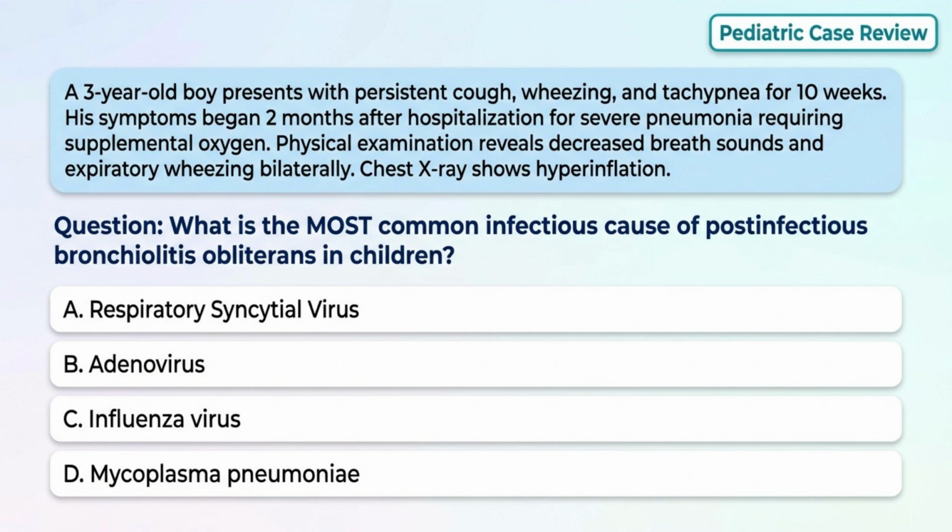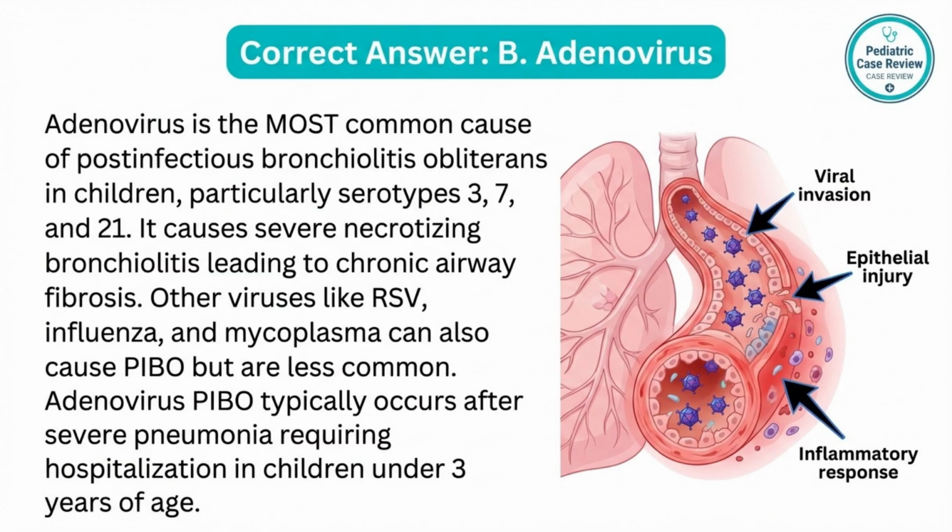A 3-year-old boy presents with persistent cough, wheezing, and tachypnea for 10 weeks. His symptoms began 2 months after hospitalization for severe pneumonia. What is the most common infectious cause of post-infectious bronchiolitis obliterans in children? Option 1, respiratory syncytial virus. Option 2, adenovirus. Option 3, influenza virus. Option 4, mycoplasma pneumoniae. The correct answer is option 2, adenovirus.